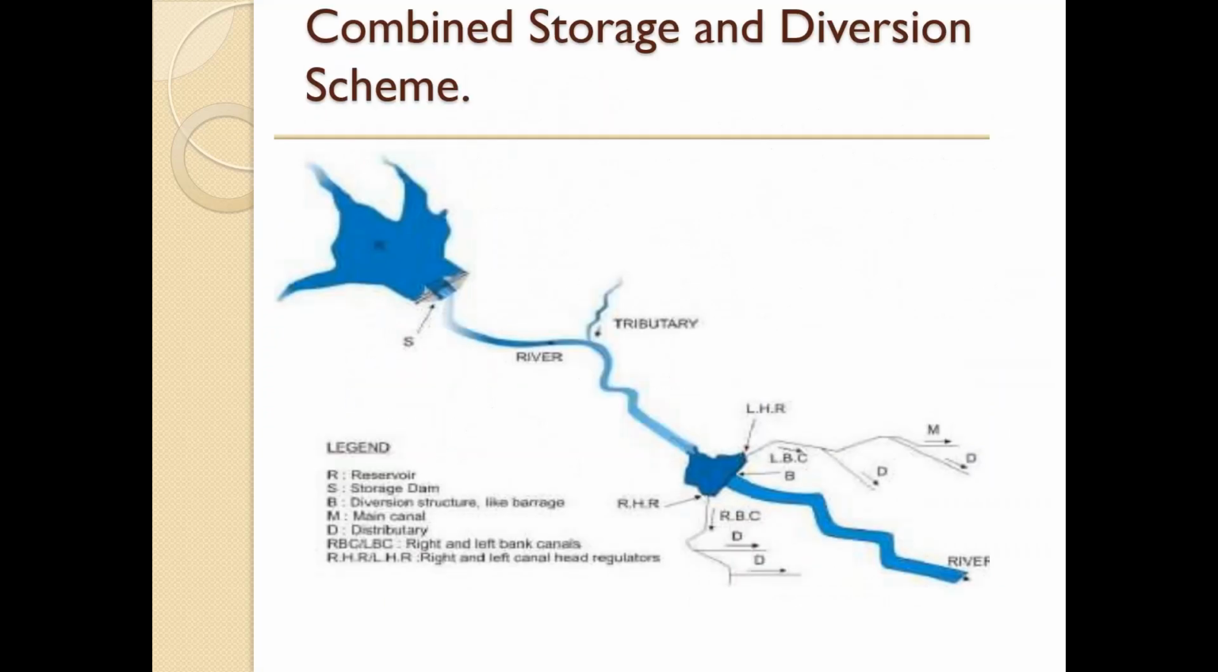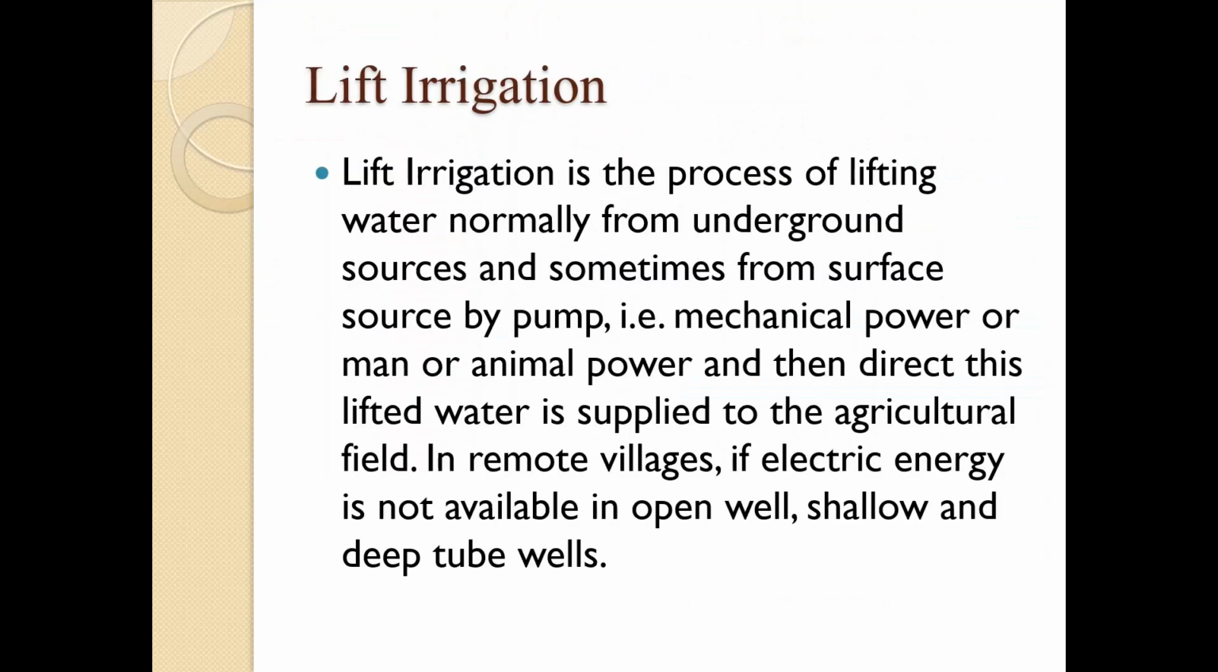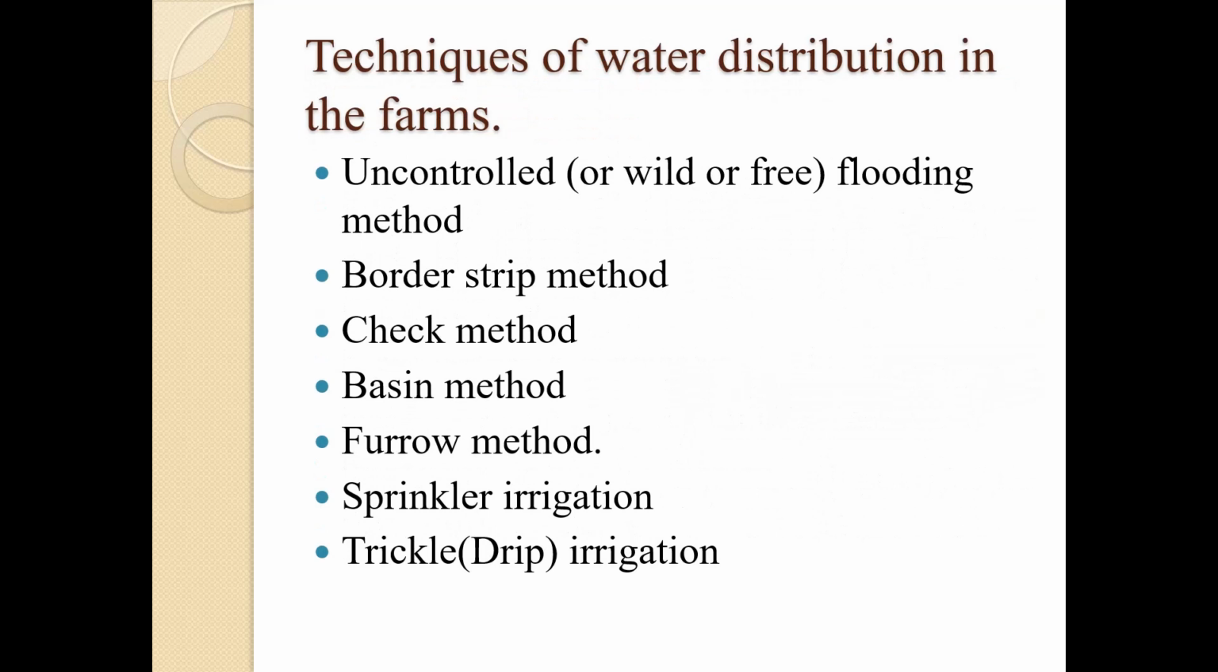So in last lecture we have seen the types of irrigation and their advantages, disadvantages. Now we are going to see the techniques of water distribution in the farms. So these are some methods by using which we can distribute the water in the farm. So first one is uncontrolled or wild or free flooding method. Second is the border strip method, check method, basin method, furrow method, sprinkler irrigation and drip irrigation.